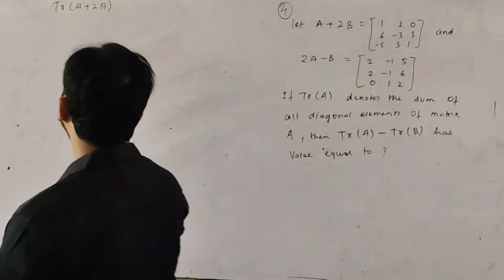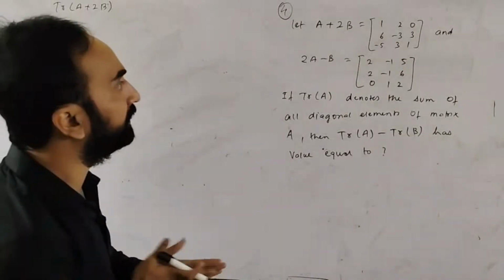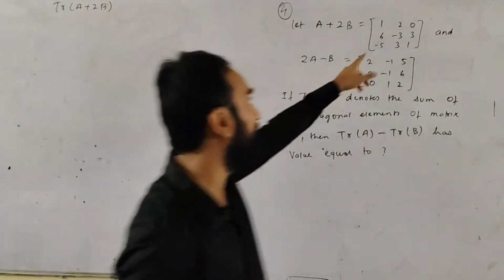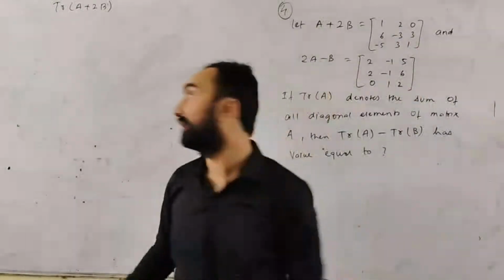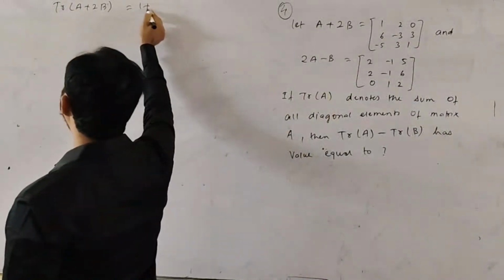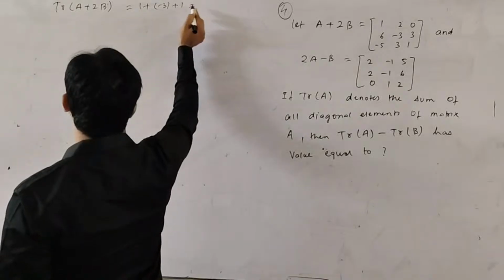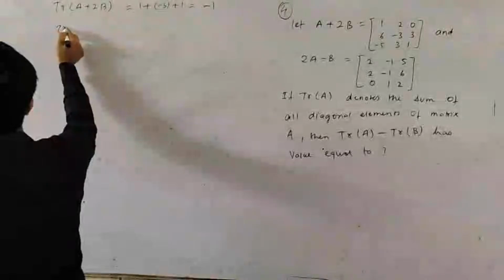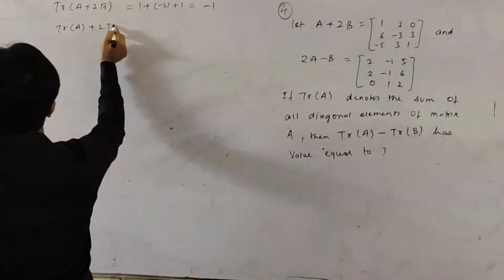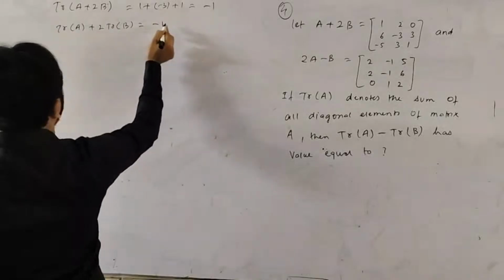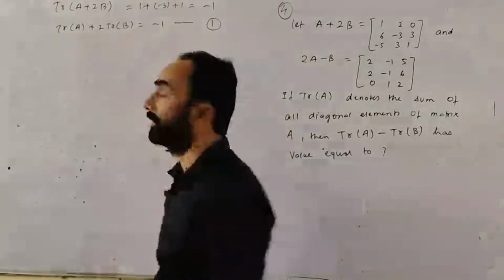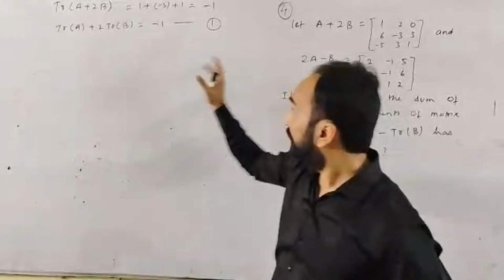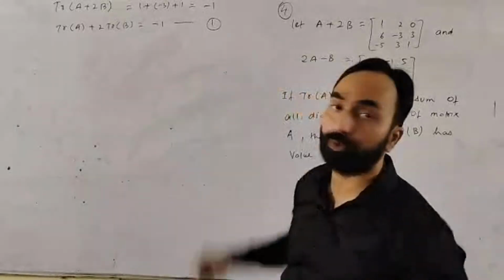Trace of A plus B. So trace of A plus 2B can be written as how much? Trace, sum of the diagonal elements will be 1 plus minus 3 plus 1. So I can write it as 1 plus minus 3 plus 1. That is equal to how much? 2 minus 3, that is minus 1. And by utilizing this property, I can write it as trace of A plus 2 times trace of B is equal to minus 1. Let's suppose this as equation number 1, right? Trace of A plus 2 times trace of B is equal to minus 1, and we are denoting this as equation number 1, right?